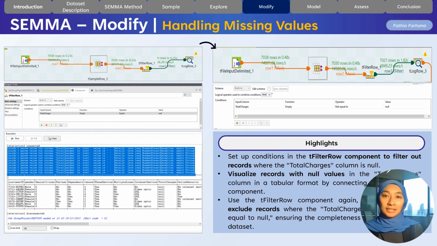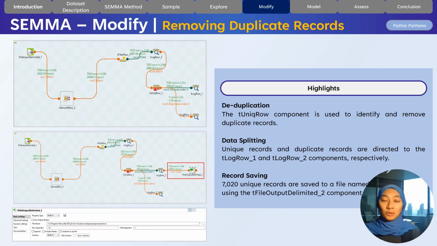So if we refer to this workflow of how we handle the duplicate records, basically we have embedded the deduplication in Talend Data Integration by splitting the data into unique records using tLogRow and then saving the preprocessed file in the tFileOutputDelimited component.